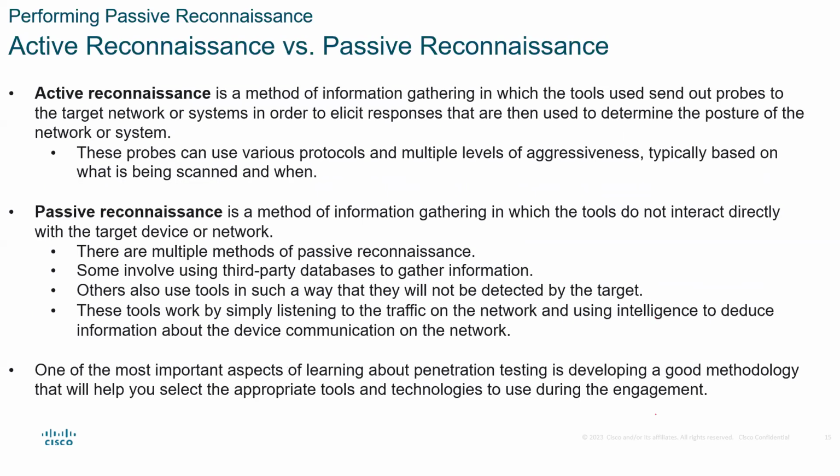Now, we have two types, or two shades or flavors, of reconnaissance. There's active and then there is passive. Now, active is when you use tools, right? And those tools actually attempt to aggressively find out information. So in their aggressive approach, they send some form of traffic that is supposed to be responded to.